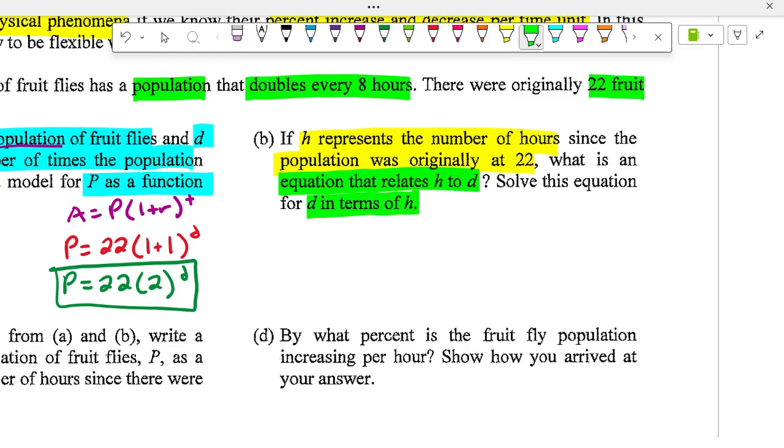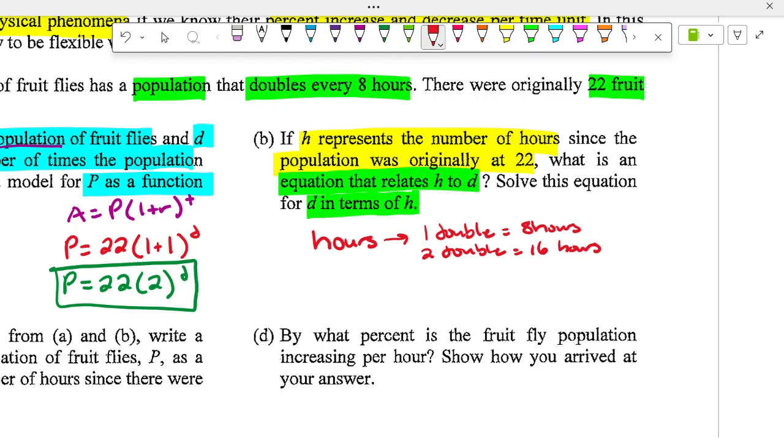So let me ask you guys this. We want to know how many hours is happening for every time we double. So if we double once, how many hours have passed? 8. If we double twice, how many hours have passed? 16. So 1 double, that's 8 hours. 2 double, that's 16 hours, so on and so forth.